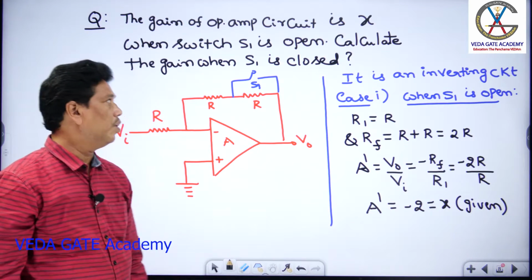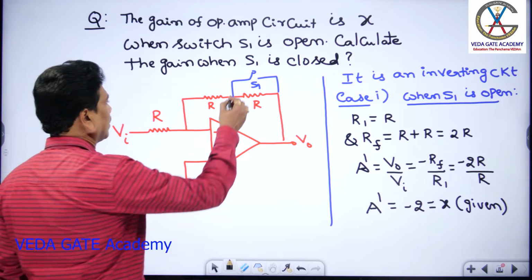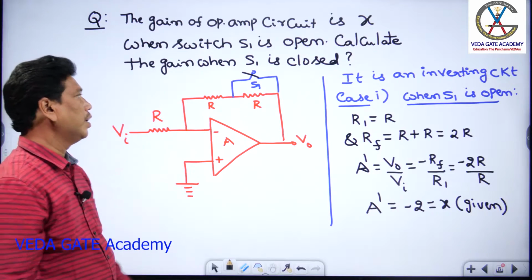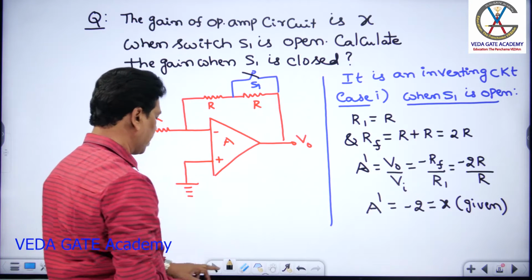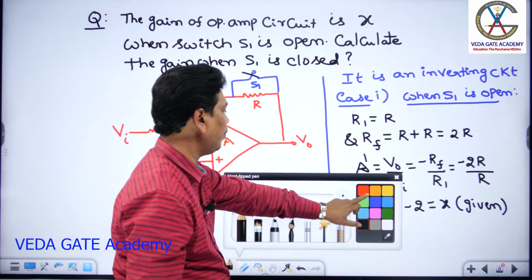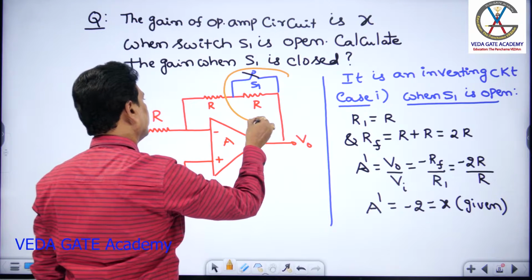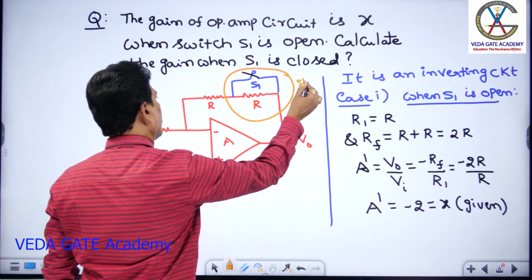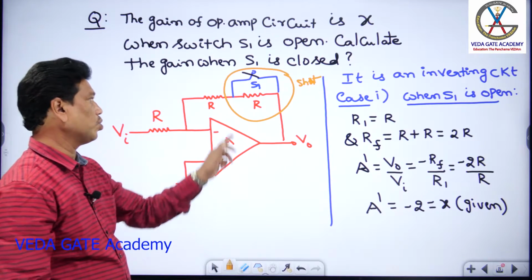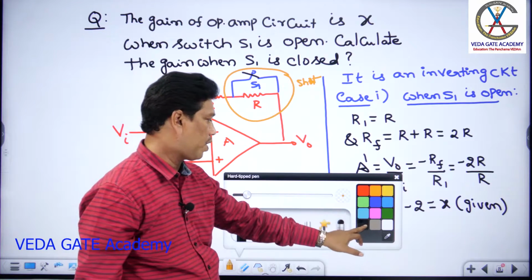Now for the same circuit, I can calculate the gain when the switch is closed. Now I consider that the switch S1 to be closed. If I close the switch S1 there, you observe now this corresponding R becomes a short. So once you apply that corresponding switch S1 to be closed, that resistance R is going to be short. Right. Now what happened, we can check out.